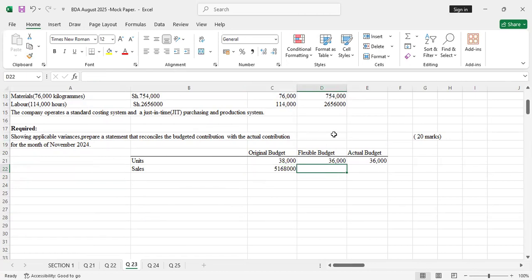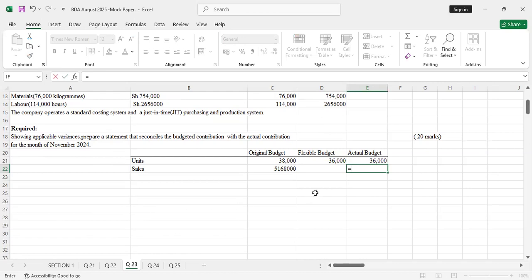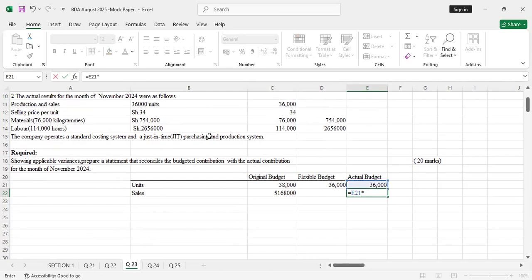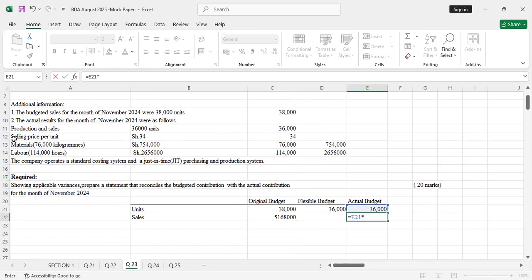We'll flex the budget. So let me go to actual, then we come back to flexible. For actual, the number of units was this. You multiply by the actual selling price. We are told the actual results for the month of November 2024 were as follows, so we go straight away and check the selling price per unit. The selling price per unit was shillings 34, so I'll multiply that with 34.